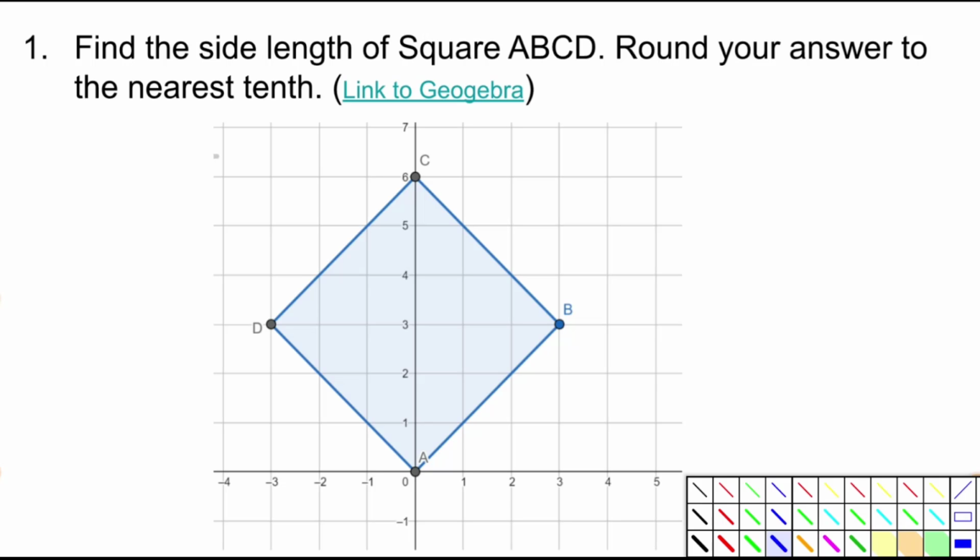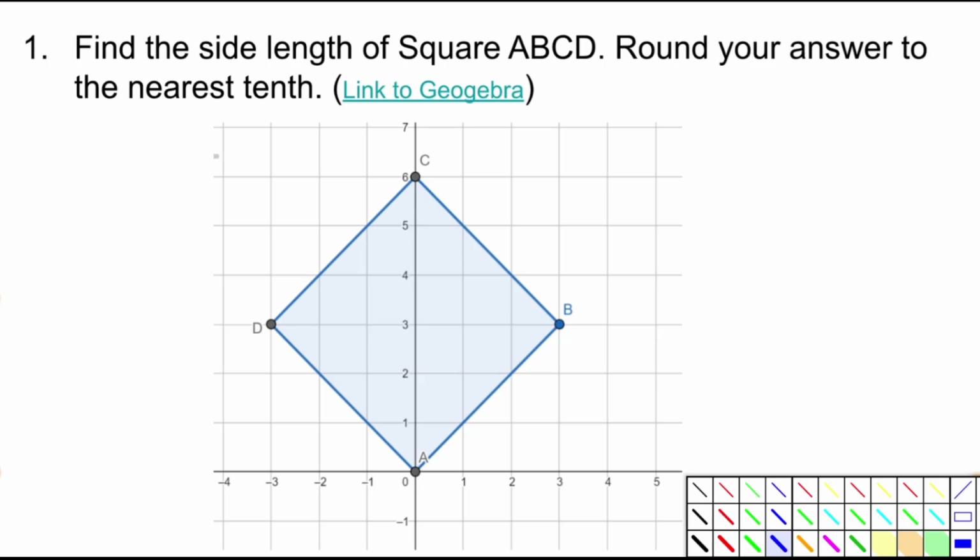So our problem today is a nice little problem solving. I usually let my students try this out for the first time by themselves and see how far they come along. And the other day I saw an interesting method of how to do this. So it says find the side length of square ABCD. Round your answer to the nearest tenth.